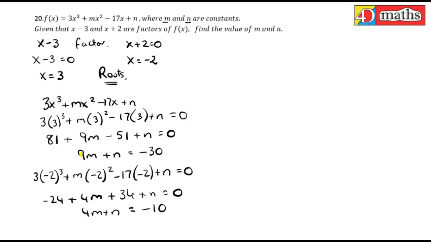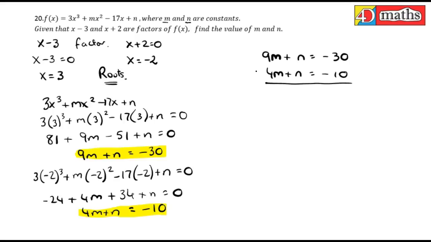So here's my two equations that I can put together and solve. Okay, so 9m plus n equals minus 30, and 4m plus n equals minus 10. So if I change the signs in the bottom line, minus, minus, plus, they cancel out. 5m is equal to minus 20, m is equal to minus 4.